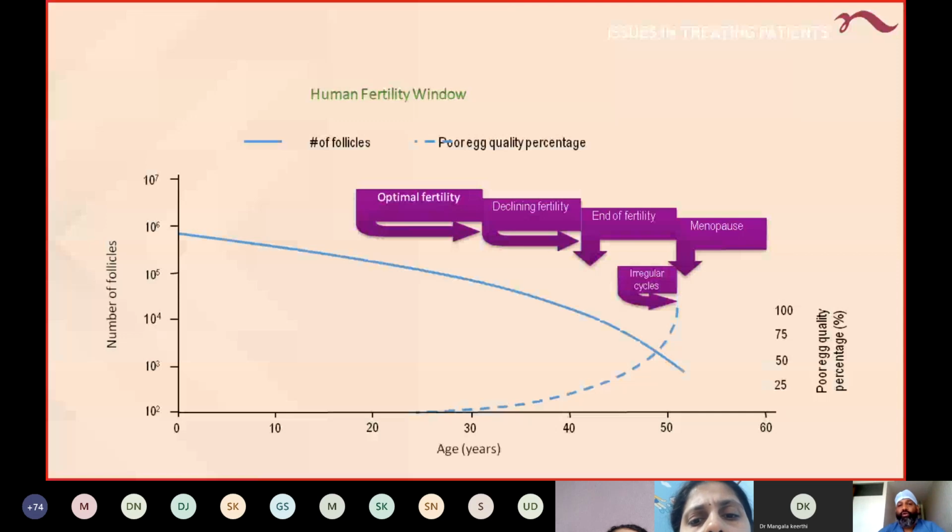One more thing which is not really studied is that when the age is more, not only is the egg reserve low, there are also high aneuploidy rates. Almost 77% of the oocytes are aneuploid at 40 years or above. So you should remember to tell them that the pregnancy may not happen with few eggs because there is a possibility that they are genetically abnormal.